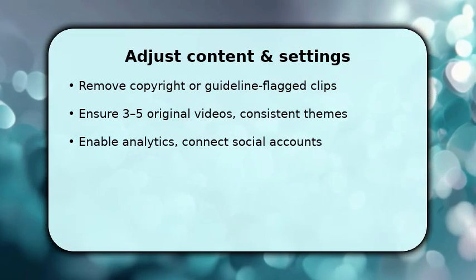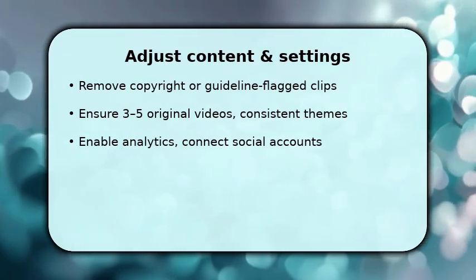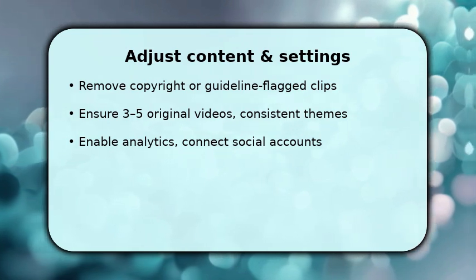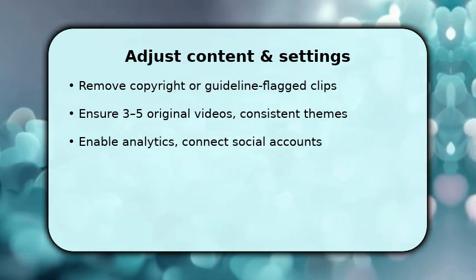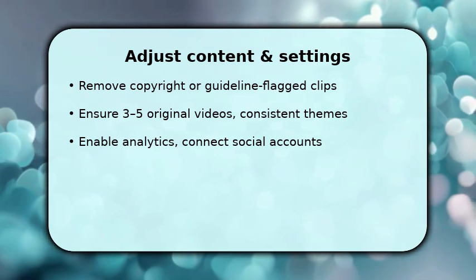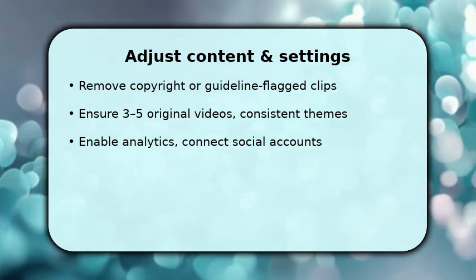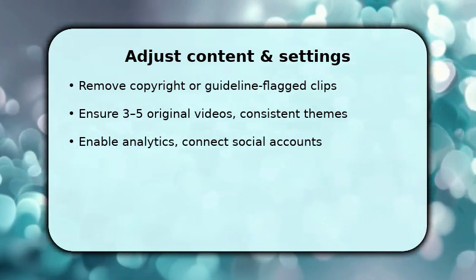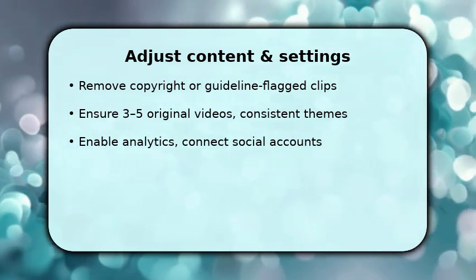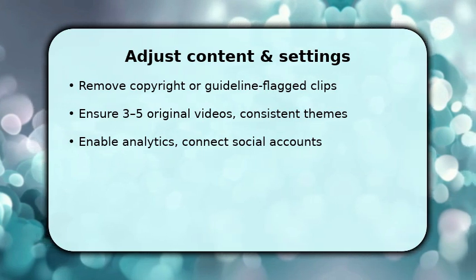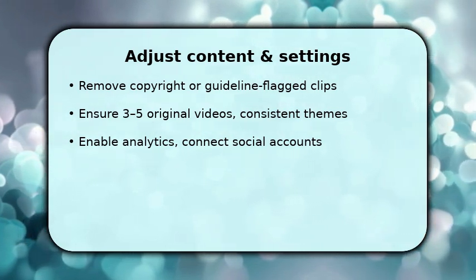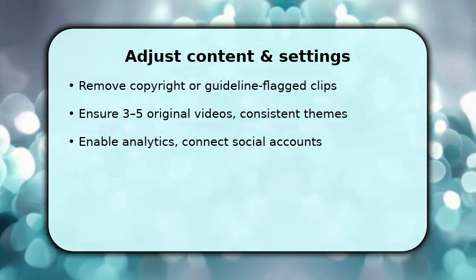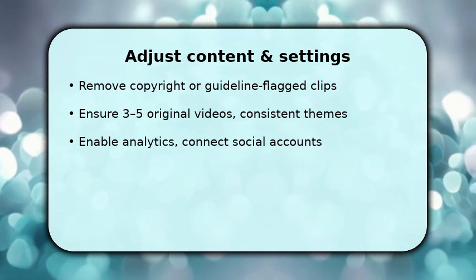Now focus on content quality and policy compliance. Remove any copyrighted, misleading, or community guideline hit videos that can block eligibility. Then create 3 to 5 original, high-quality videos with a consistent theme so the algorithm recognizes your niche. Use clear captions and original audio where possible. Make sure analytics are enabled and optionally connect Instagram or YouTube to signal cross-platform presence. You're shaping account signals that TikTok's review system uses to move you from not eligible toward approval.